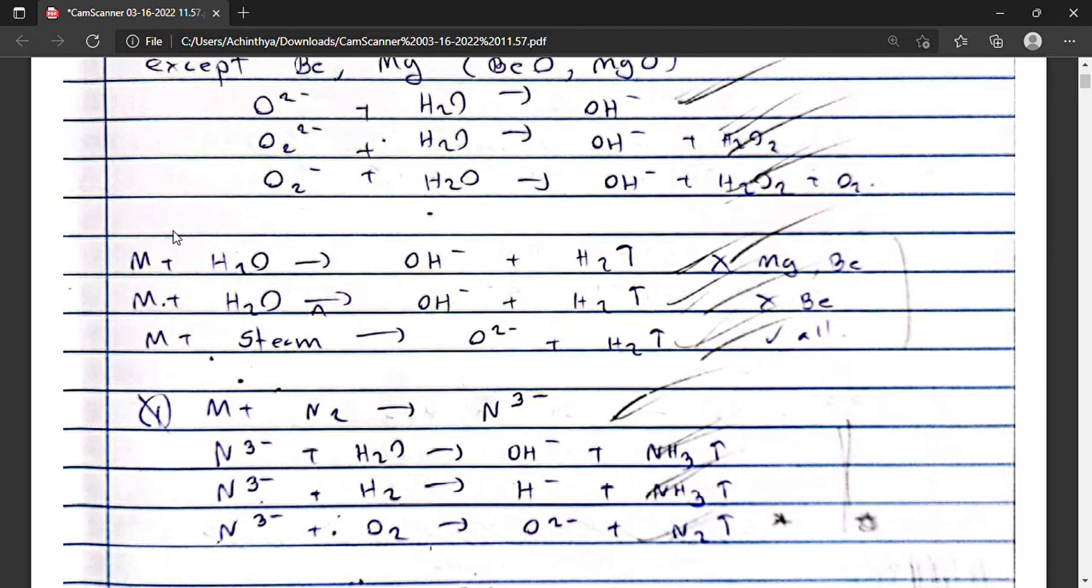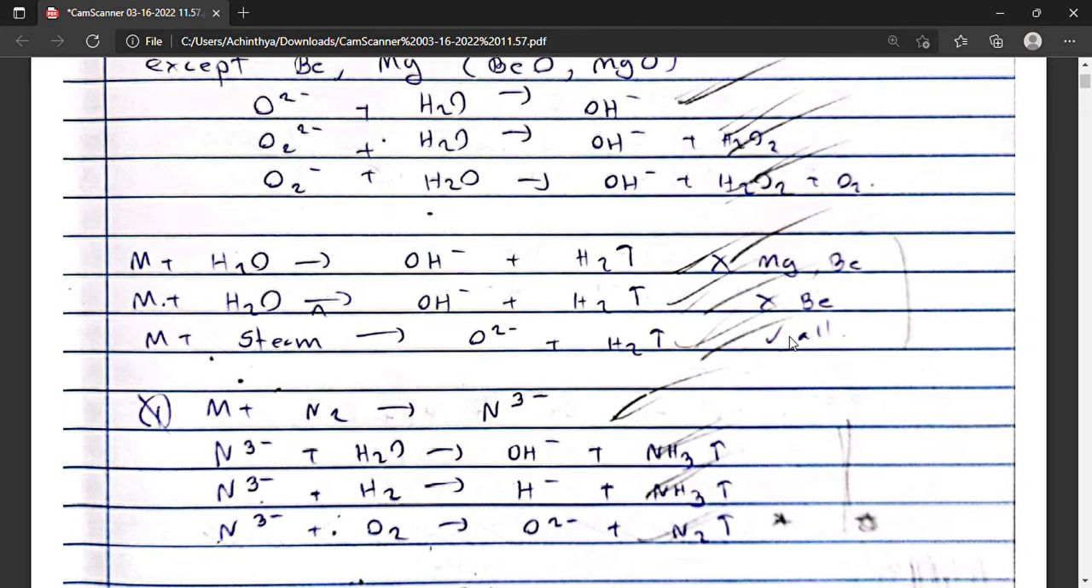If we were to take an S-block metal except magnesium and beryllium and react it with water, we will get the metal hydroxide and hydrogen gas. Except beryllium, all S-block metals will react with hot water to produce metal hydroxide and hydrogen gas. Here it's not just water, it's cold water.